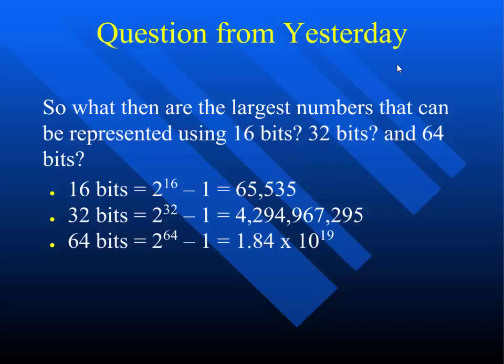How about 32 bits? Is that large enough to hold everybody in the world? Where are we at population-wise right now? Yeah, 6 billion and climbing. 7 now? Yikes. 64-bit, yeah, you could hold everybody in the world. So it just depends on how many bits you have. What are the largest numbers you can store?